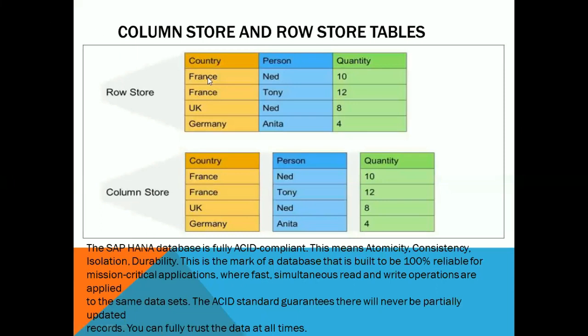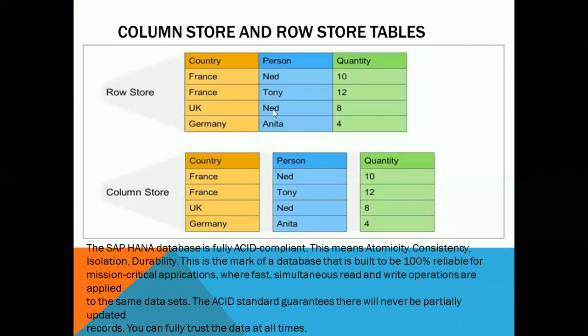In one row, France, the person is going to be called Ned, and the sales quantity he has done is 10. Next one from the same country, France, Mr. Tony, he has been given an order quantity of 12. From UK, Mr. Ned, the same person. Means the same person has raised sales orders from different countries. If I see here, France is getting repeated in two rows, and Mr. Ned is getting repeated in two rows.